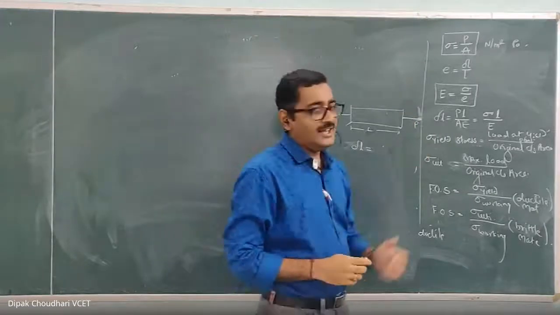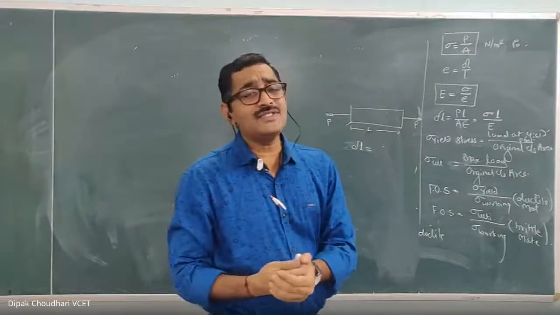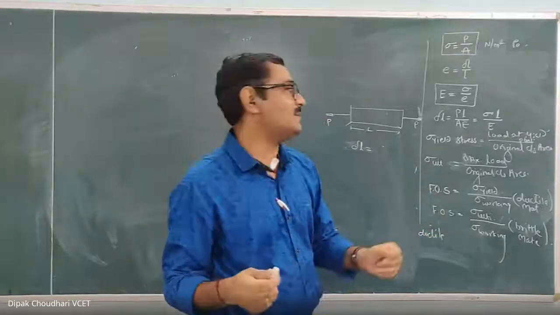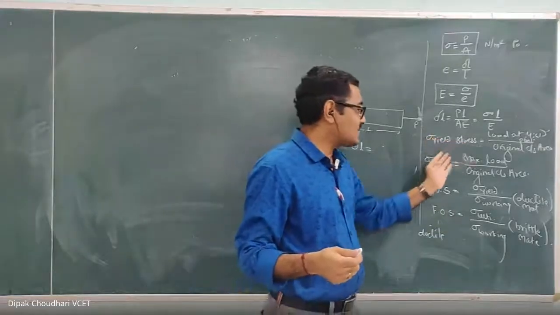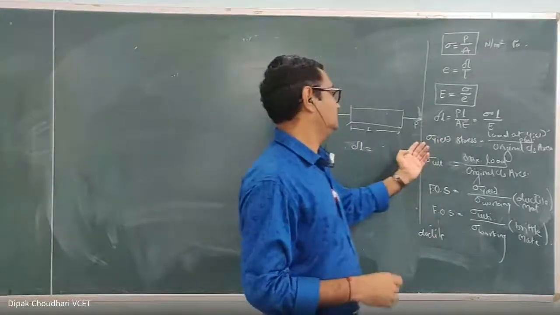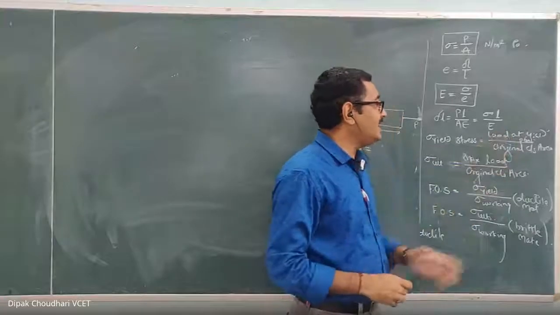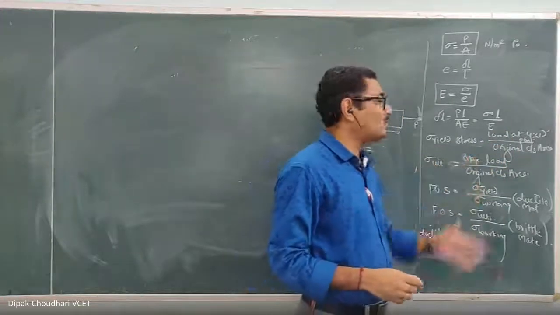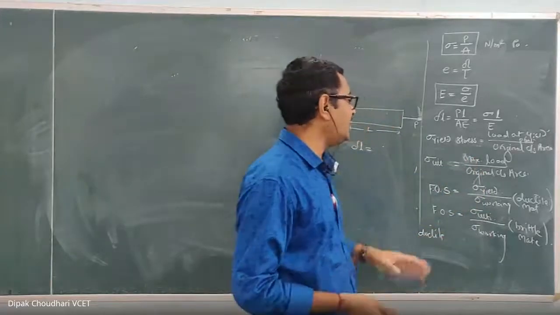Then from the stress strain diagram, we have calculated some important mechanical properties of the material like yield stress, ultimate stress, proportional limit, elastic limit. Yield stress is the load at the yield point upon the original cross-sectional area. Ultimate stress is the maximum load during the test upon the original cross-sectional area.